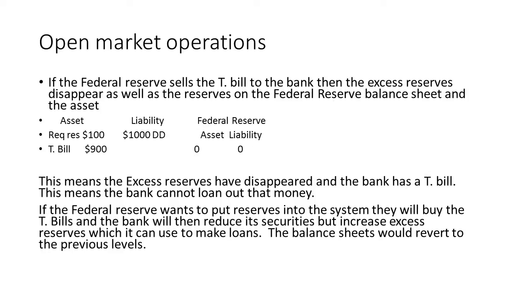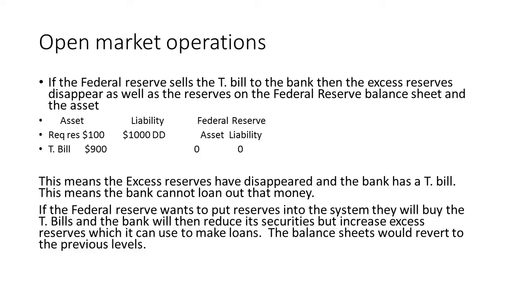Now, if the Federal Reserve sells the treasury bill to the bank, then the excess reserves disappear, as well as the reserves on the Federal Reserve balance sheet and the asset. So the Federal Reserve has sold that treasury bill to the bank. They're no longer holding any excess reserves, and basically they've taken the reserves and bought them, you might say. And so those disappear. On the other hand, the bank has a required reserve of 100, a treasury bill of 900, and a demand deposit of $1,000.